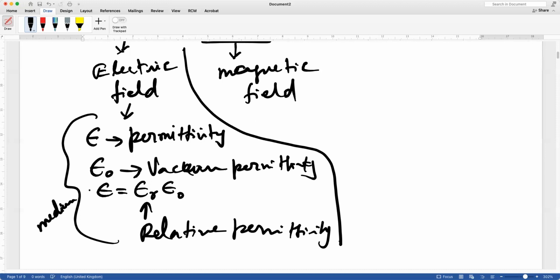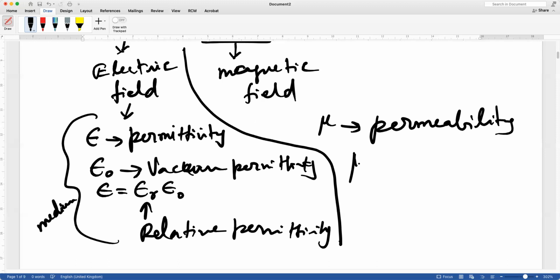So when the electromagnetic wave, which has an electric field, is propagating or getting refracted or whatever it is, the medium will respond to it through its epsilon value. Similar to that, for the magnetic field, what is the equivalent? Mu, the permeability. Permeability.